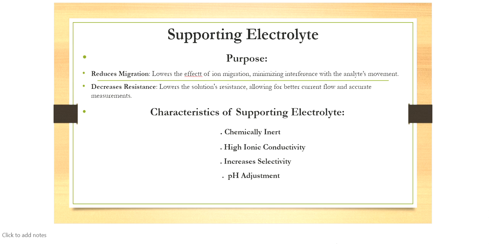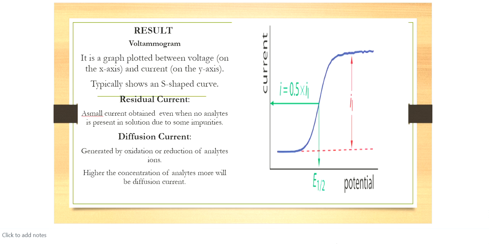Now I come to the result of this experiment, that is the voltammogram. It is a graph plotted between voltage on the x-axis and current on the y-axis. It typically shows an S curve, as we saw in the diagram. The current generated at the initial state, from here to here, is the residual current. This is the current generated without analytes, due to some impurities present in the solution.